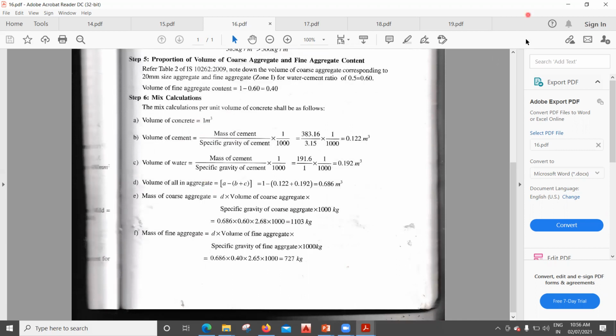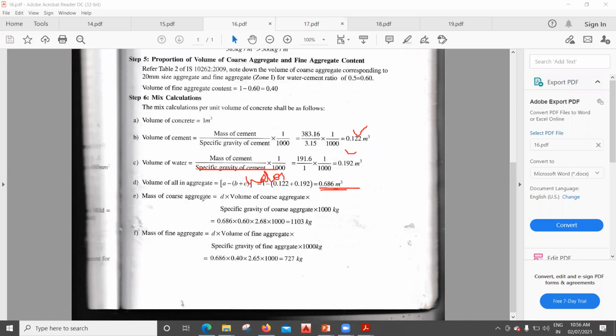There's a small mistake here. What you're supposed to do is not take the specific gravity of cement for the water. This is the specific gravity of water, and this has to be 1, and here it is 3.15. This is okay. Therefore volume of all-in aggregate will be 1 minus, open the bracket, 0.122, and we'll add water also. The remaining is what you're going to get; this will be my coarse aggregate and fine aggregate.